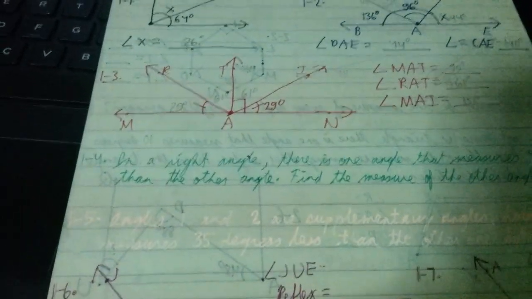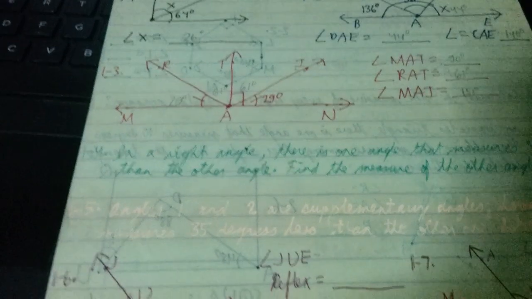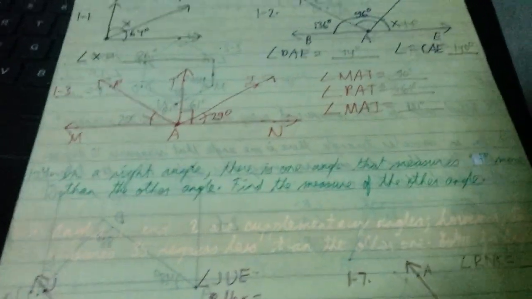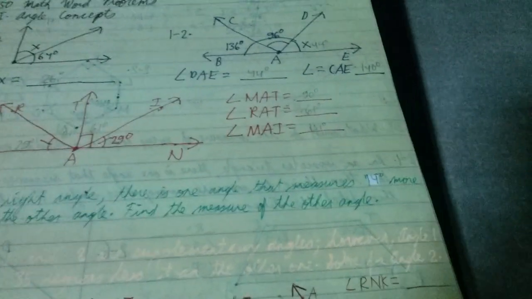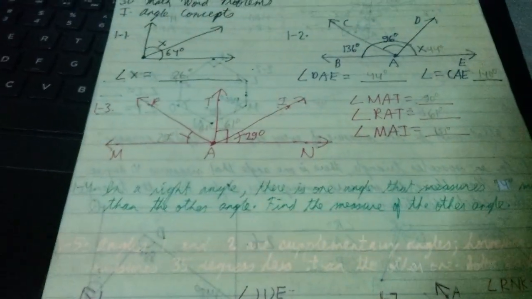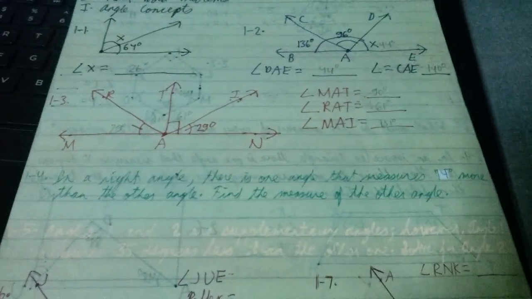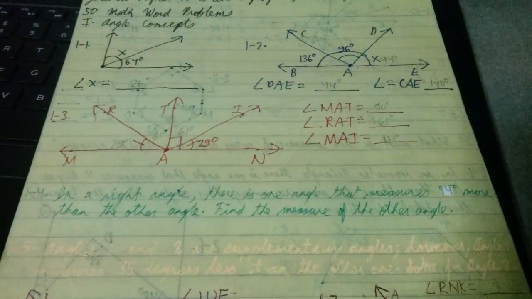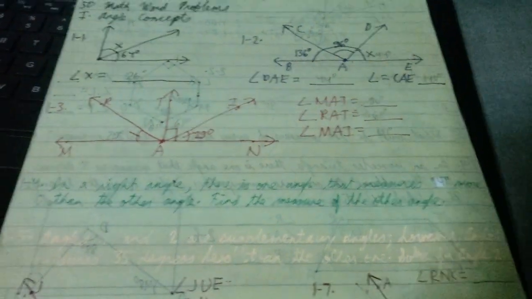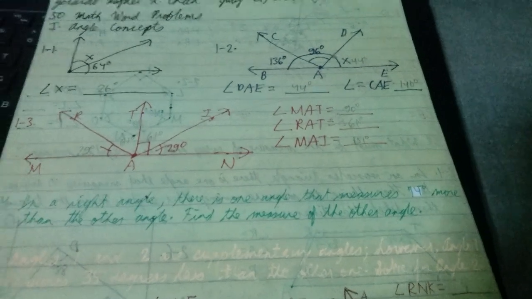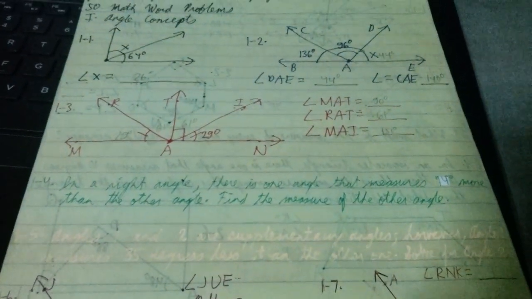Let's go to number 4. In number 4, in a right angle, there's one angle that measures 14 degrees more than the other angle. Find the measure of the other angle. So we have a right angle, right? So if we draw the figure, meron tayong right angle, but one angle measures 14 degrees more than the other angle.